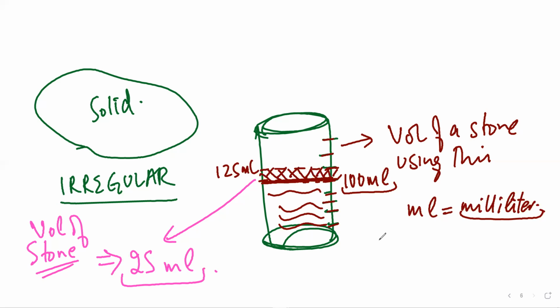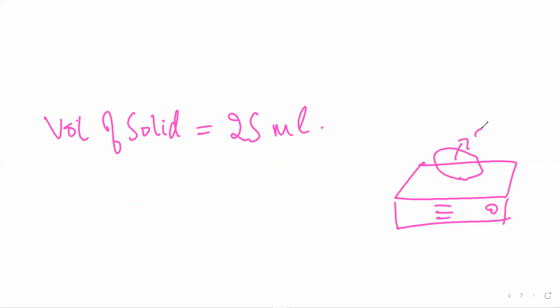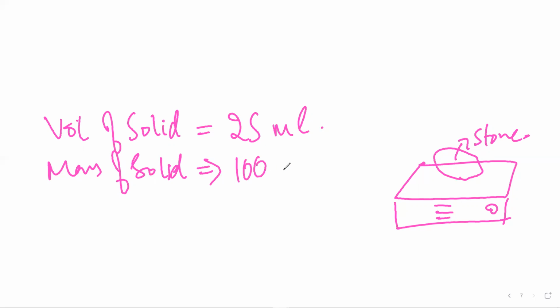So I have got the volume of the solid. The volume of the solid is 25 ml. Then I can use my lab equipment to find the mass. I'll put the stone here and find the mass. Mr. Aravind, do you agree? Yes, sir. Let us assume, just to take a figure, it is 100 gram.